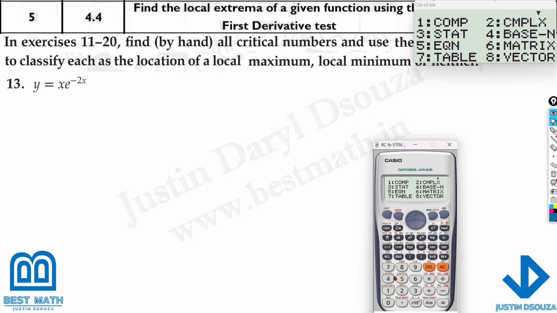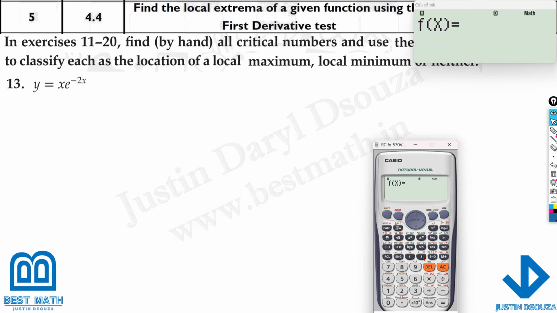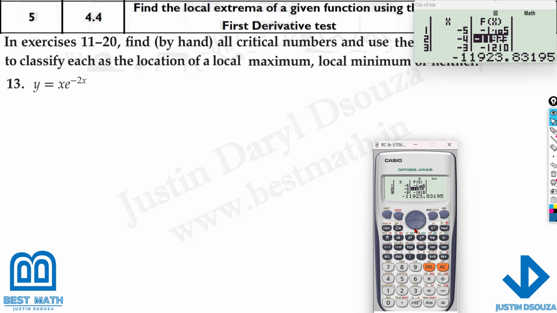Even this over here, we just go to mode 7, and then x multiplied by e to the power -2 times x. And then let's start at say -5 and end at 5, and the step is 1. Now here you can see the values of y. It's huge value, it's small values because it's minus, right? And it's increasing, it keeps on increasing.